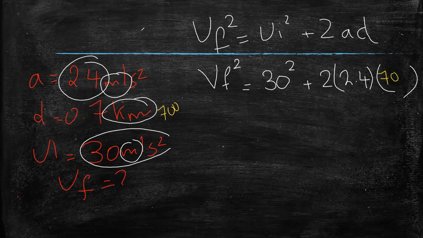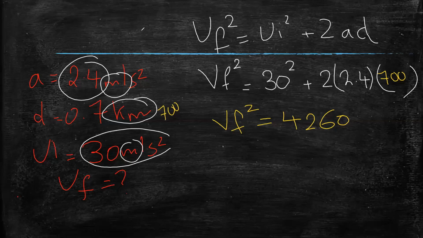So 2.4 times 700 times 2, which is 3,360, plus 900. So V final squared is 4,260. The numbers are correct because it's from my mind. So V final squared is 4,260. What is the value of V final now? It's 65.26.